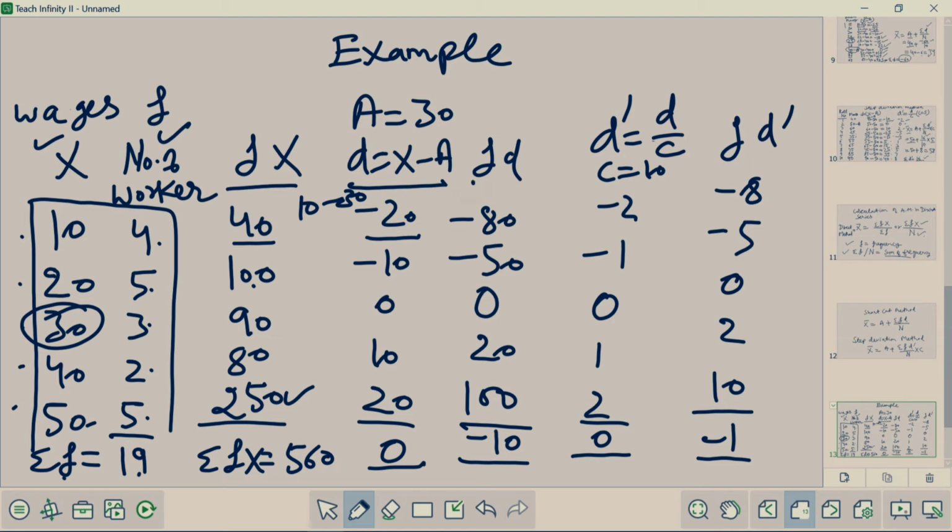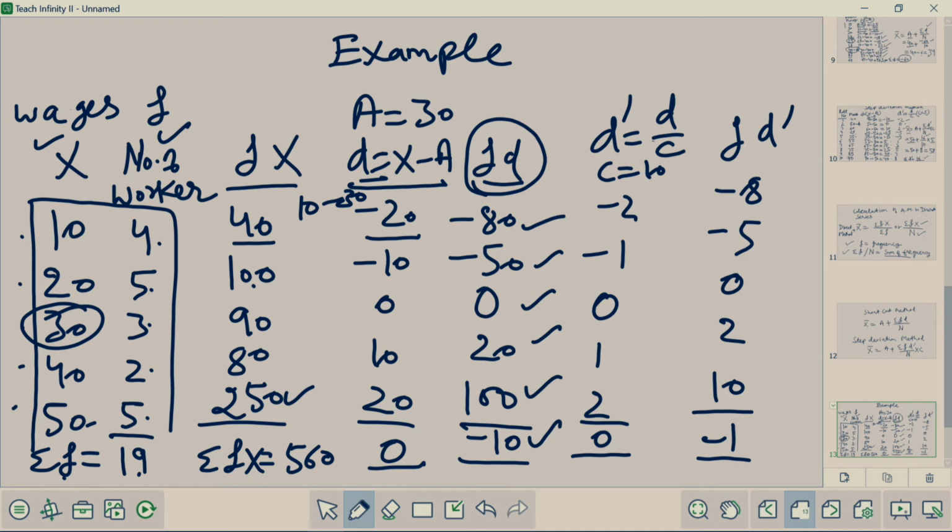Now we need to calculate fd. Now multiply this d with f, sorry, not x, with f: fd. Minus 20 into 4, minus 80; minus 10 into 5, minus 50; 0 into 3, 0; 10 into 2, 20; 20 into 5, 100. In this way we can find the value of sigma fd. Sigma fd is minus 10.